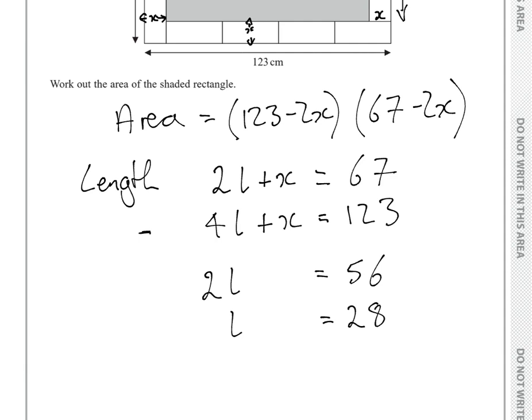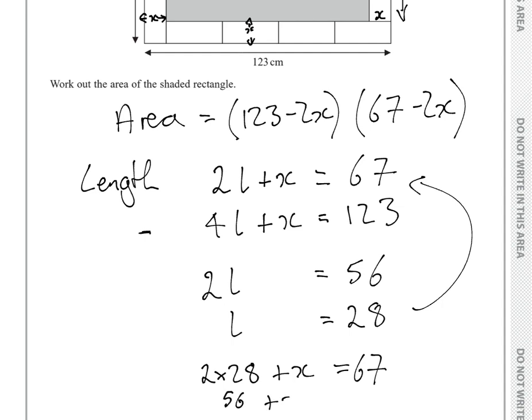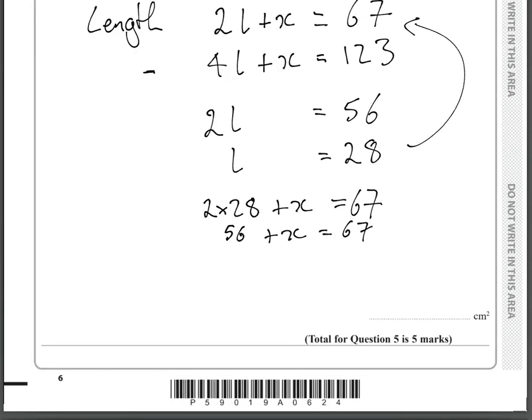So then I know that 2 times 28 plus something equals 67. Subbing that back into the top one. So I've got 56 here. So I make x 67 minus 56 is 11.